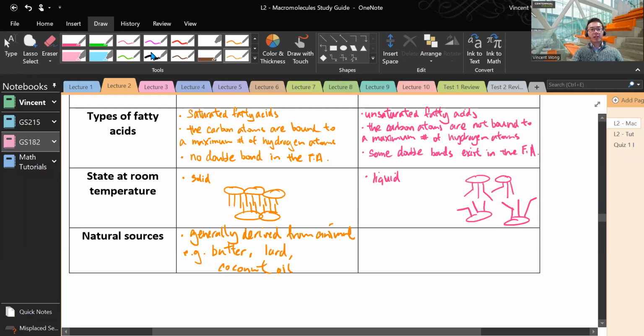For the other guy, unsaturated fat, these are generally derived from plants. So give me some examples of this.